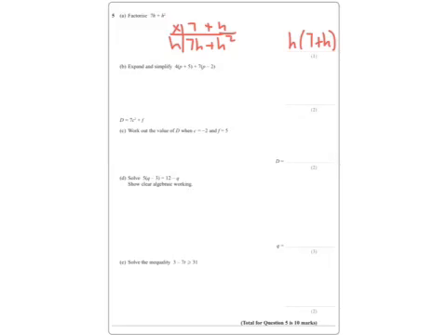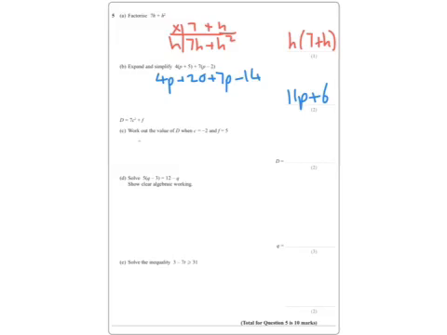First things first, you've got two marks here. Multiply out the brackets. 4p plus 20 plus 7p minus 14, and simplify. So 4p plus 7p is 11p, and 20 minus 14 is 6. Done. Next bit, work out the value of d when c equals minus 2 and f equals 5.